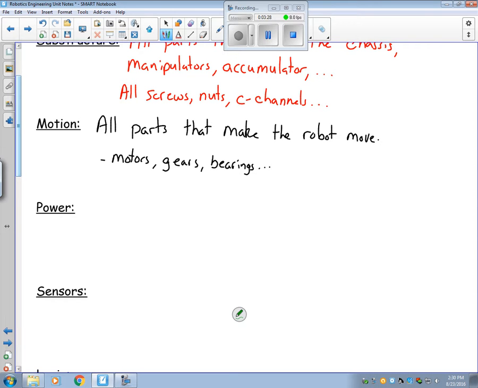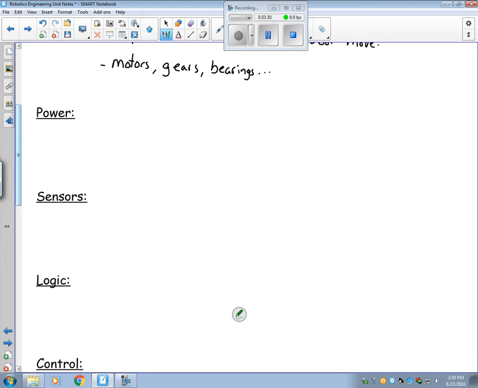The next subsystem is power. So basically, this is all parts that provide electricity to the robot. So obviously, we got our batteries. This also includes like that battery extender that we can use. So if we have anything that can add additional batteries to the robot.